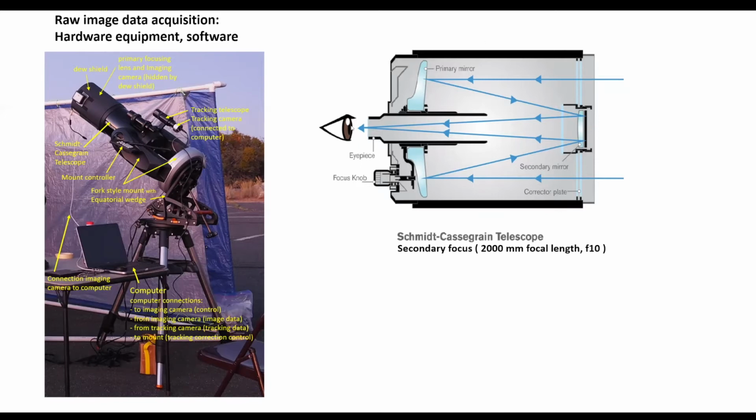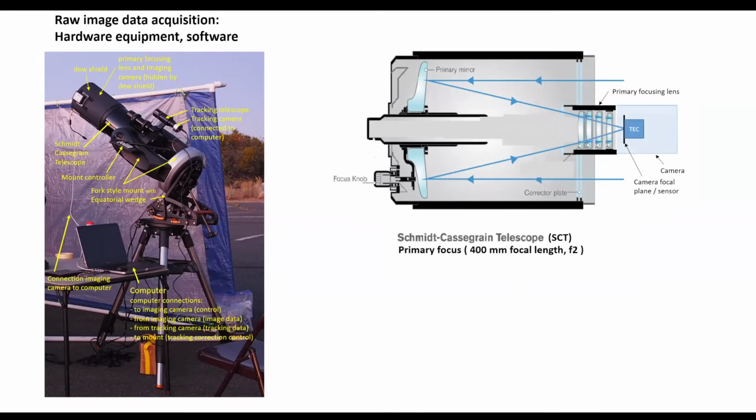So a Schmidt-Cassegrain telescope is a reflecting telescope. It has a spherical mirror. The light comes in, reflects off the primary mirror. In the standard setup, there's a secondary mirror. The light reflects that back to where you'd either be looking through the eyepiece with your eye, or if you wanted, you could mount a camera here. In this standard setup, the telescope would be a 2,000 millimeter focal length at f10. If you're a photographer, you're familiar with this nomenclature. It's the same for telescopes as it is for normal cameras.